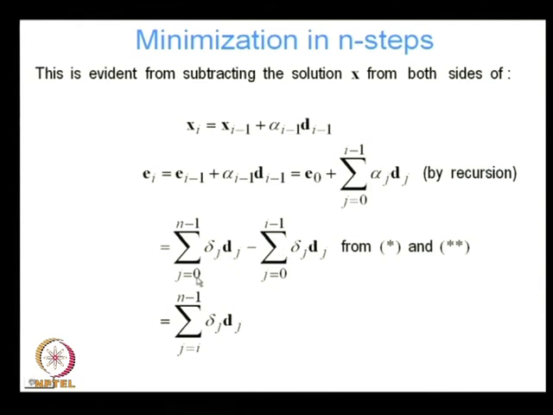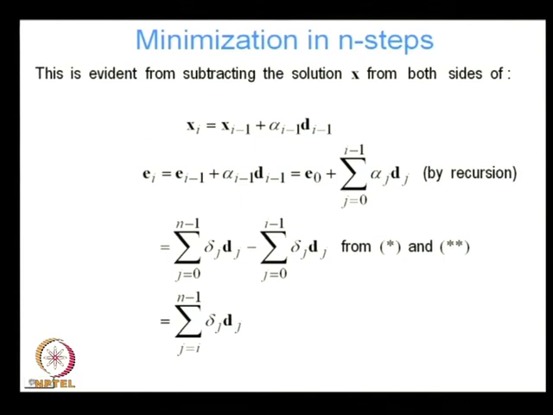So, now what do I have? I have sigma j equal to 0 to n minus 1 delta j d j, which is my initial error, minus this term. So, I am left with the summation only from j equal to I to n minus 1 delta j d j. This is very revealing, because what it says is that initially my error had components in all the d directions, from j equal to 0 to n minus 1, d 0, d 1, d 2, up to d n minus 1.